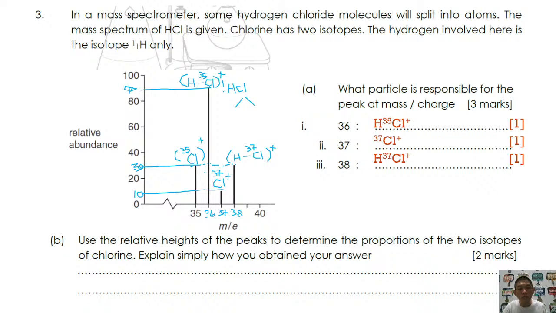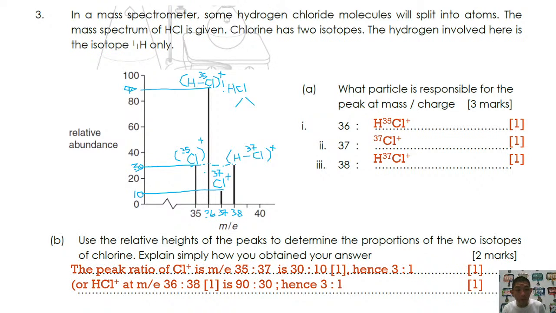So no matter if you use Cl or HCl, the ratio is 90 to 30 for HCl or 30 to 10 for Cl. So in here, the peak ratio of Cl plus at m over e 35 and 37 is 30 to 10, hence 3 to 1. Or you say the HCl ratio of 36 to 38 is 90 to 30, hence 3 to 1. That is how you explain the ratio between Cl 35 and Cl 37.